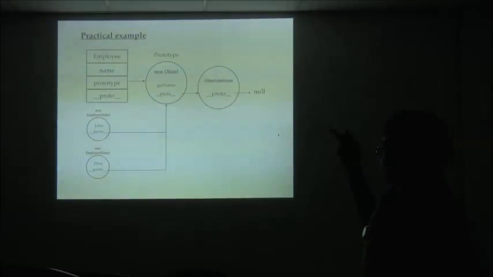So you have the name of the employee. When you instantiate it, you get those two objects. And that's the prototype. You have getName, the method, in the prototype itself. That's the full picture.